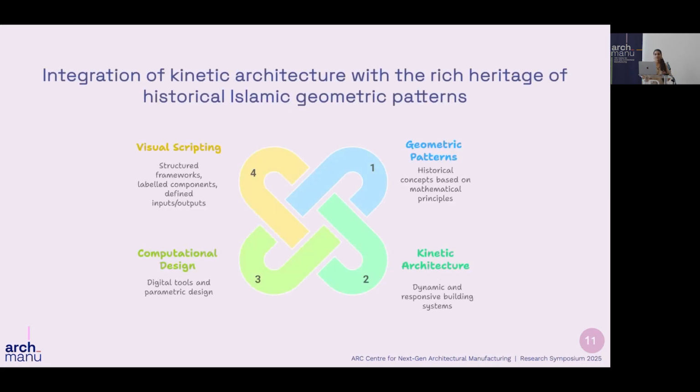That is where my research comes in. The computational design tools allow for the development of kinetic Islamic geometric patterns that can move, transform, and respond dynamically in different situations by producing new patterns during the transformation.